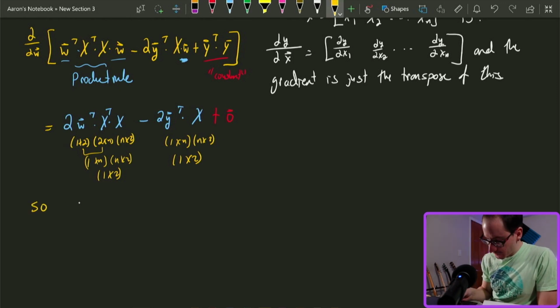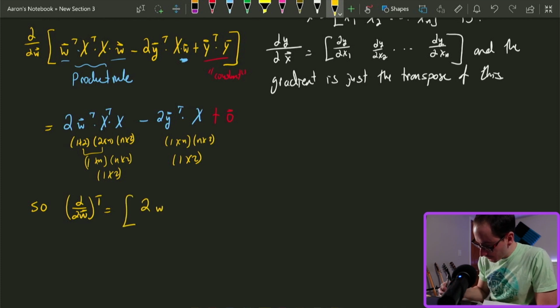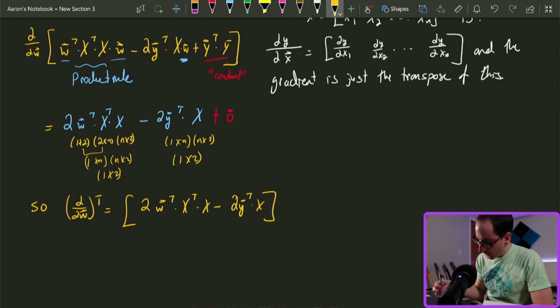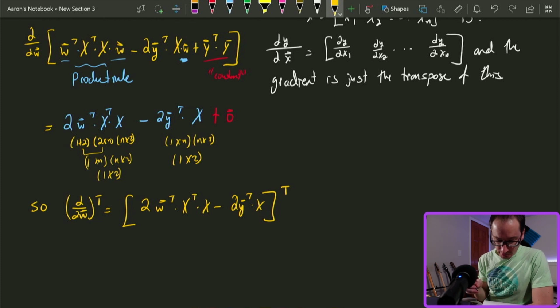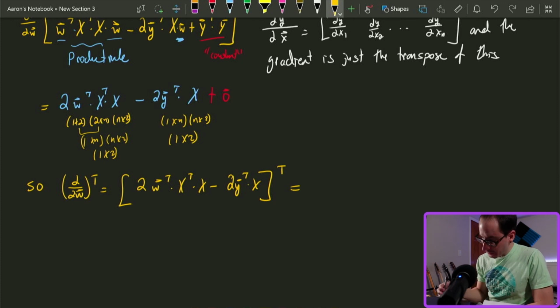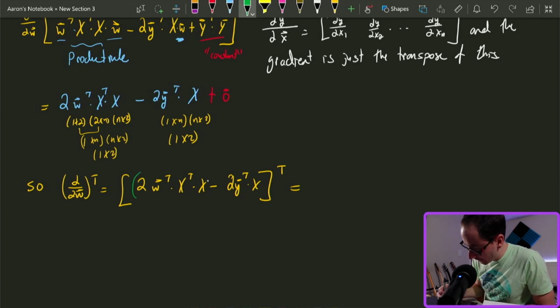So if we want to think about this in terms of the gradient, or the derivative with respect to W transpose, that is going to be the transpose of all of that. So 2W transpose dot X transpose dot X minus 2Y transpose dot X, and then that is a transpose. And thinking about the transpose being distributed inside each of these pieces, you have that socks-shoes property that we talked about before.